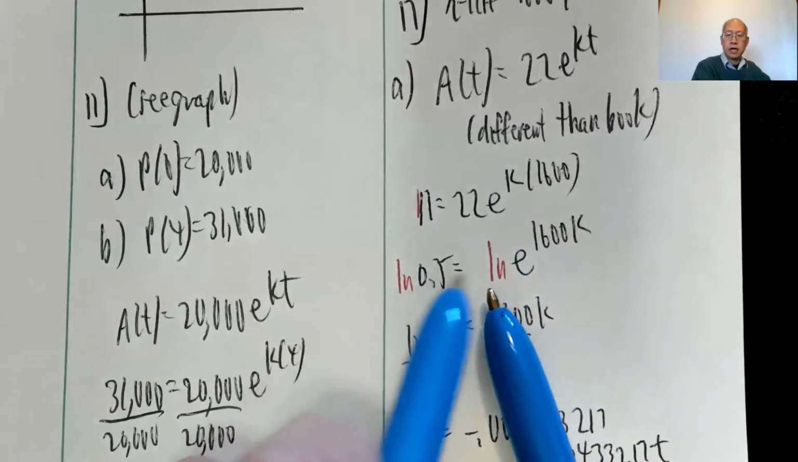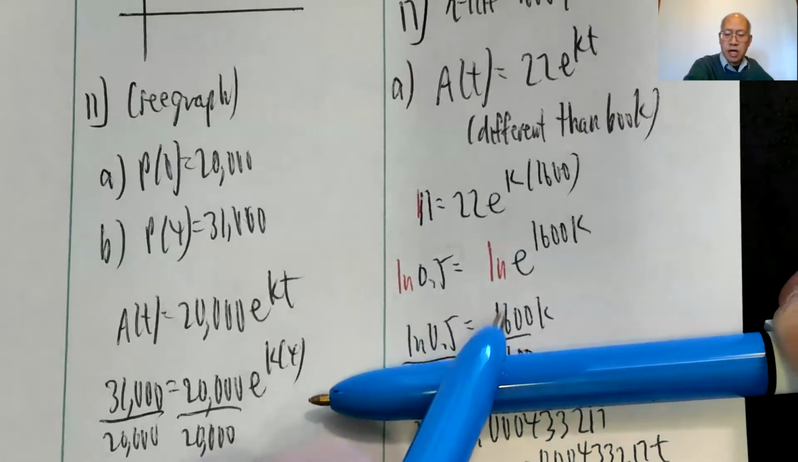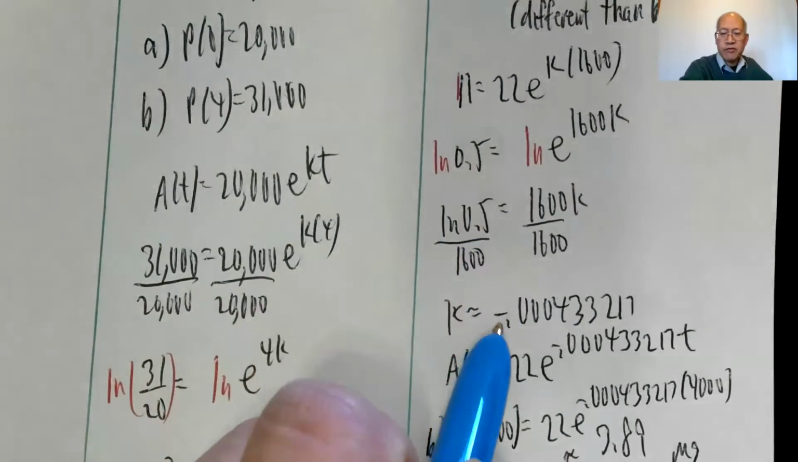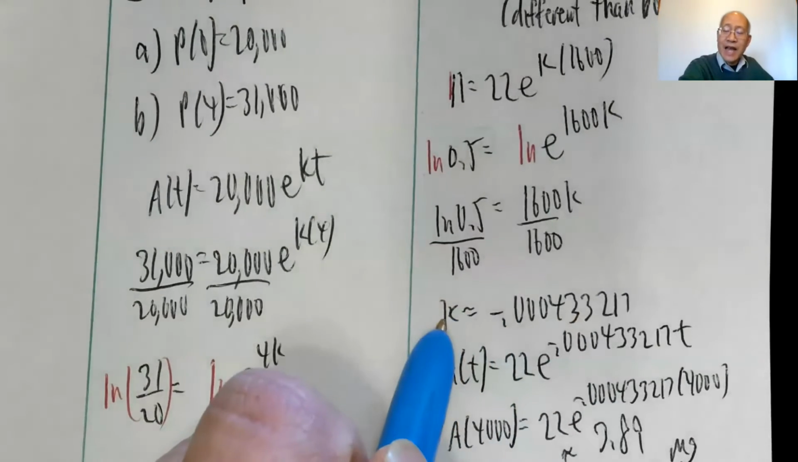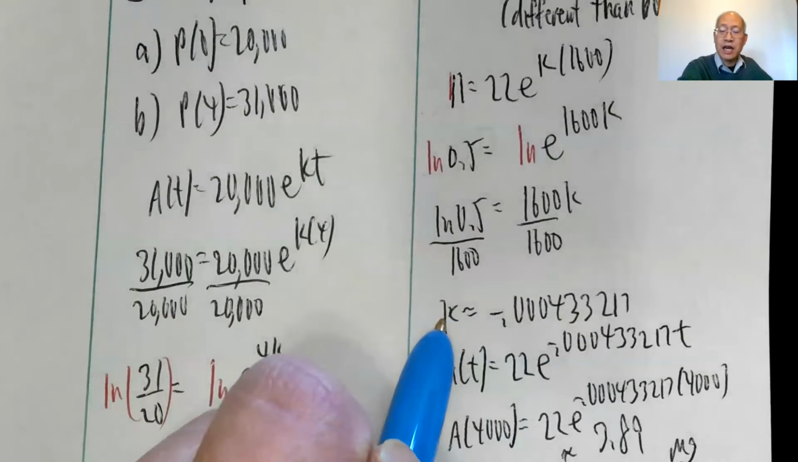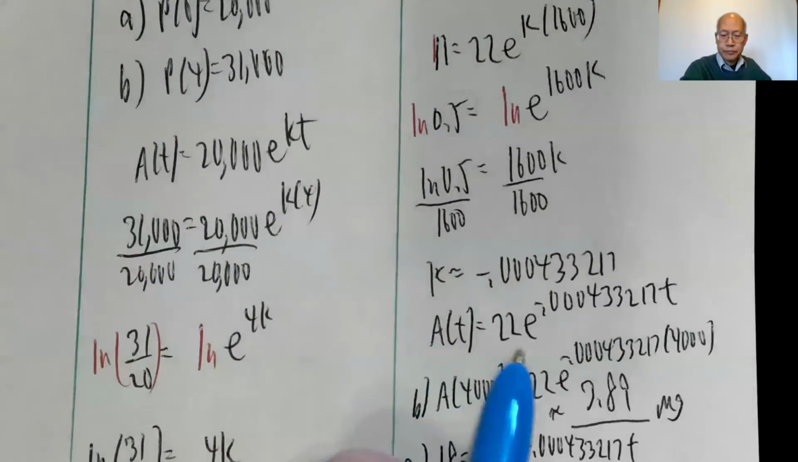Take the natural log of both sides. These cancel out. ln 0.5 is 1,600k, divided by 1,600. Punch it in your calculator. k is negative 0.000433217. And it's a negative number, which it should be for a decay. For a growth situation, the k is positive. For decay, the constant is negative.